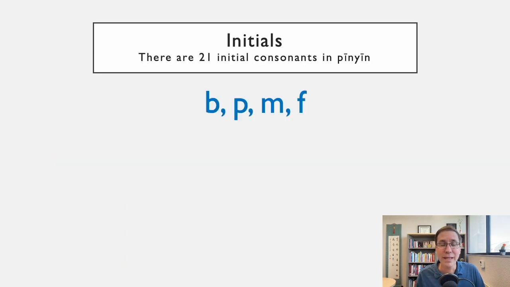Let's turn now to begin studying the 21 initial consonants. These consonants are the initial sounds that you'll often hear when pronouncing a syllable or a word. Let's listen to the audio and please practice pronouncing these sounds out loud.